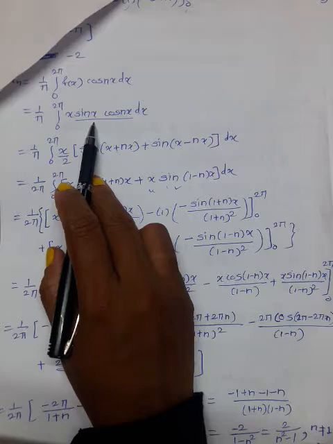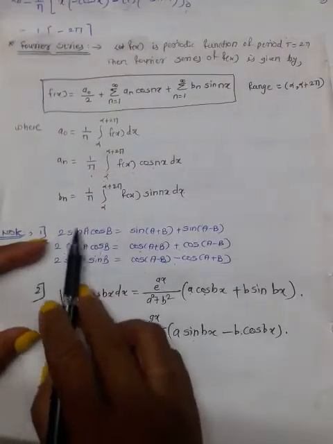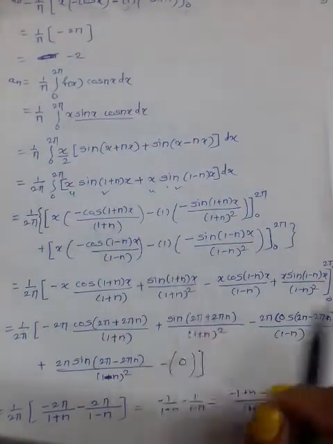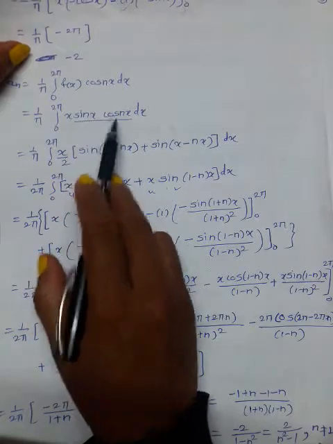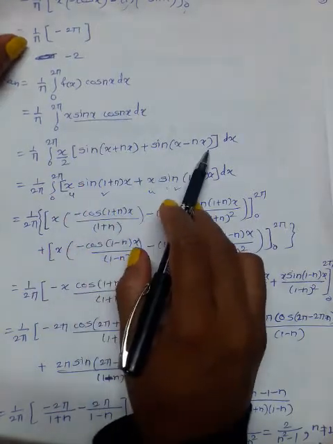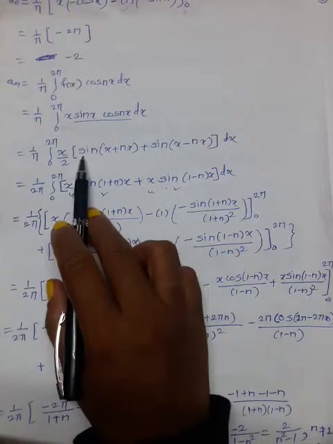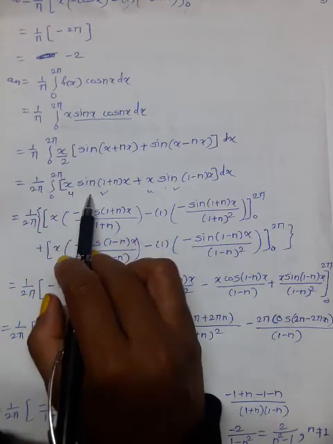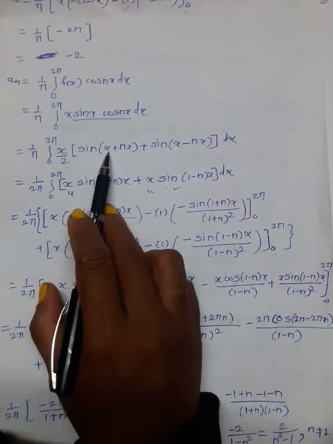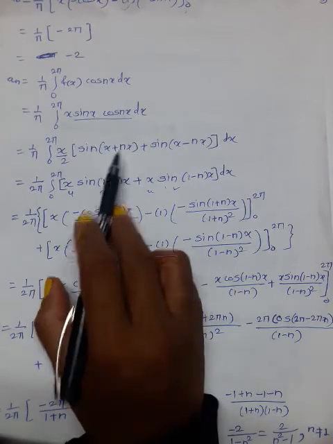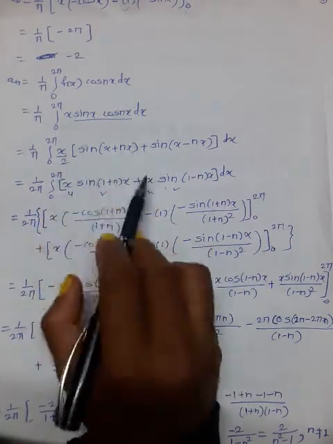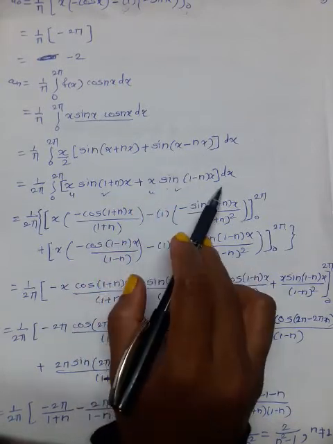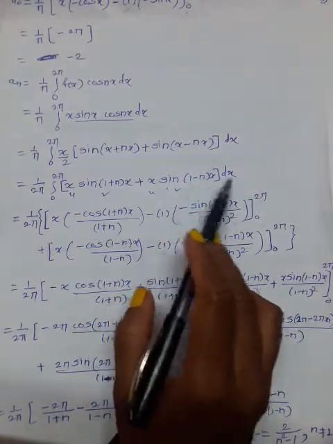For sin a cos b, what is a? x. What is b? nx. What is sin a cos b? sin(a plus b) plus sin(a minus b). Therefore it becomes sin((1 plus n)x) plus sin((1 minus n)x). Okay, this is a basic formula. Now take this 2 outside because it is constant. 1 upon 2 pi integration, as it is, x into sin, take this x common outside the integration, (1 plus n) into x, plus x into sin (1 minus n) into x, dx.